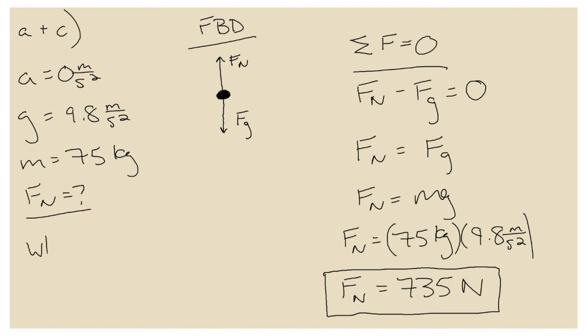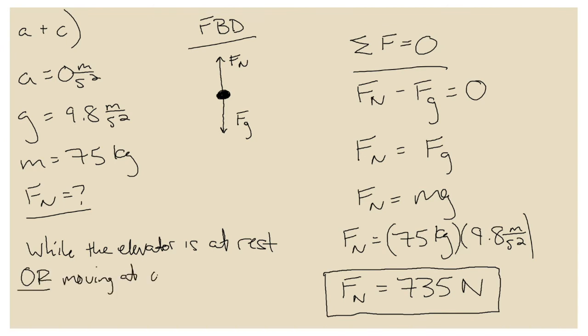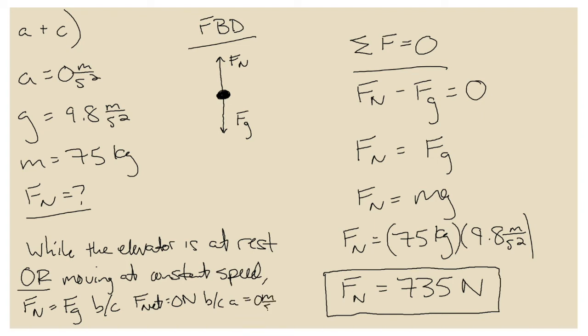So we'll say, while the elevator is at rest or moving at a constant speed, Fn equals Fg, because Fnet is 0 newtons, because a equals 0 meters per second squared. And again, that's true because the net force and the acceleration are directly proportional. Take a second to pause this video here and write that down. And when you hit play, we'll go ahead and answer part D.